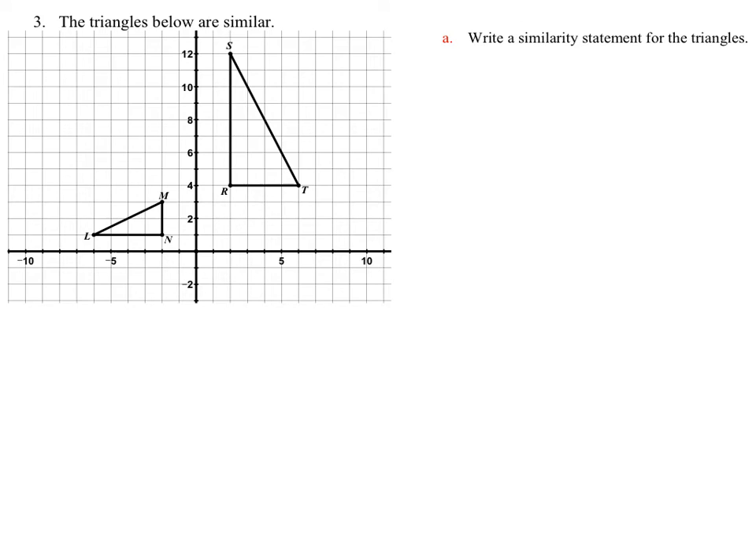These two triangles are similar because they told us that they are, even though we could find it out on our own. But we need to write a similarity statement for the triangles. So, to start out, let's look at perhaps a small one, which is triangle MNL. Now, we have to be careful with the way that we list the corresponding vertices of the triangle SRT.